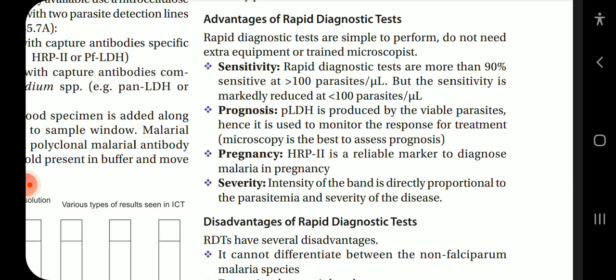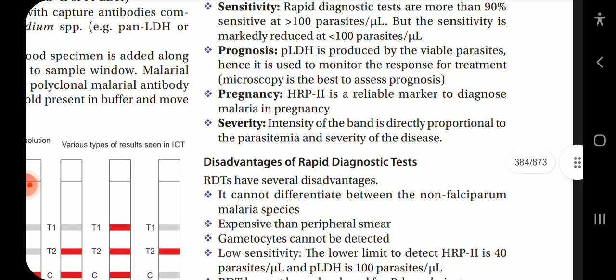Advantages of rapid diagnostic test. Rapid diagnostic tests are simple to perform, and do not need extra equipment or a trained microscopist. Sensitivity: rapid diagnostic tests are more than 90% sensitive at more than 100 parasites per microliter. But the sensitivity is markedly reduced at less than 100 parasites per microliter.